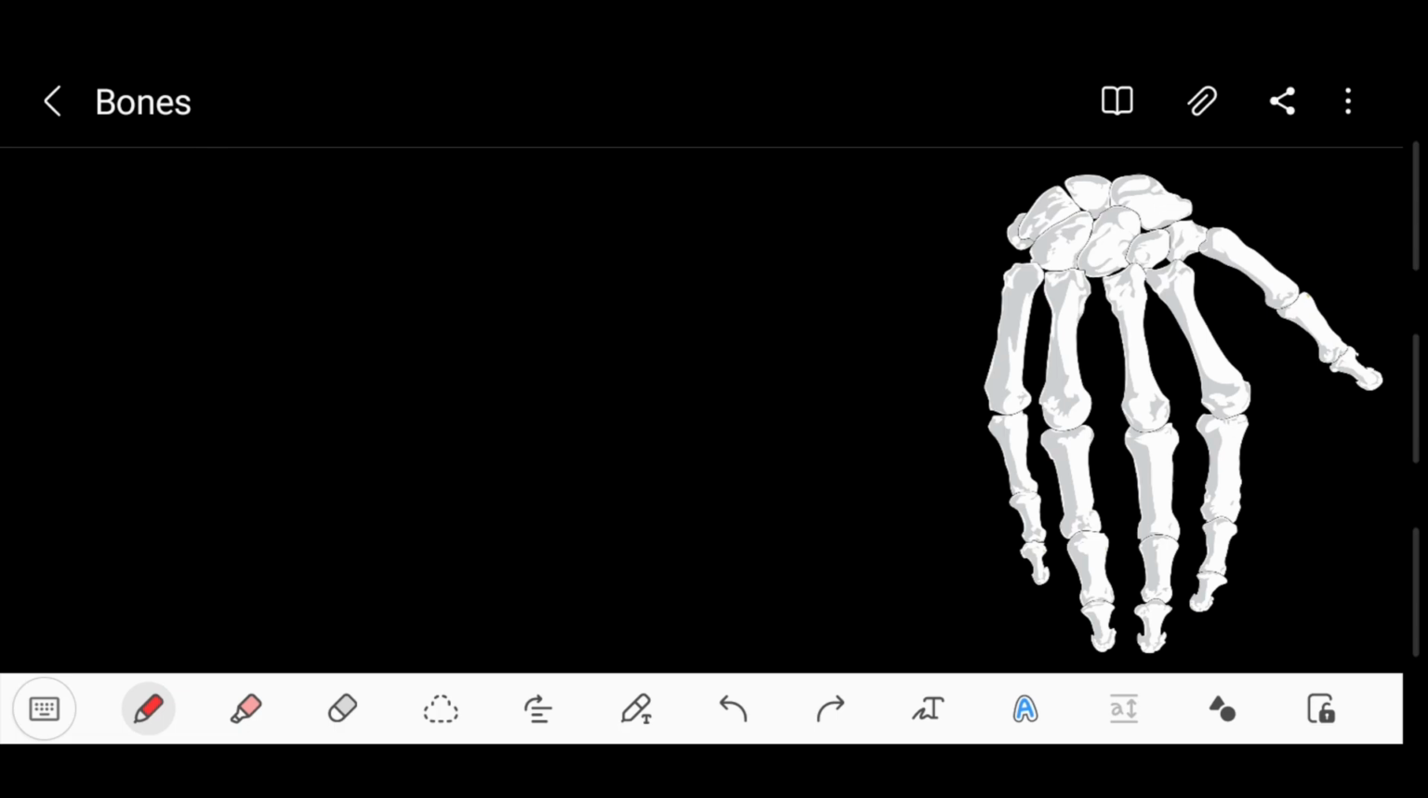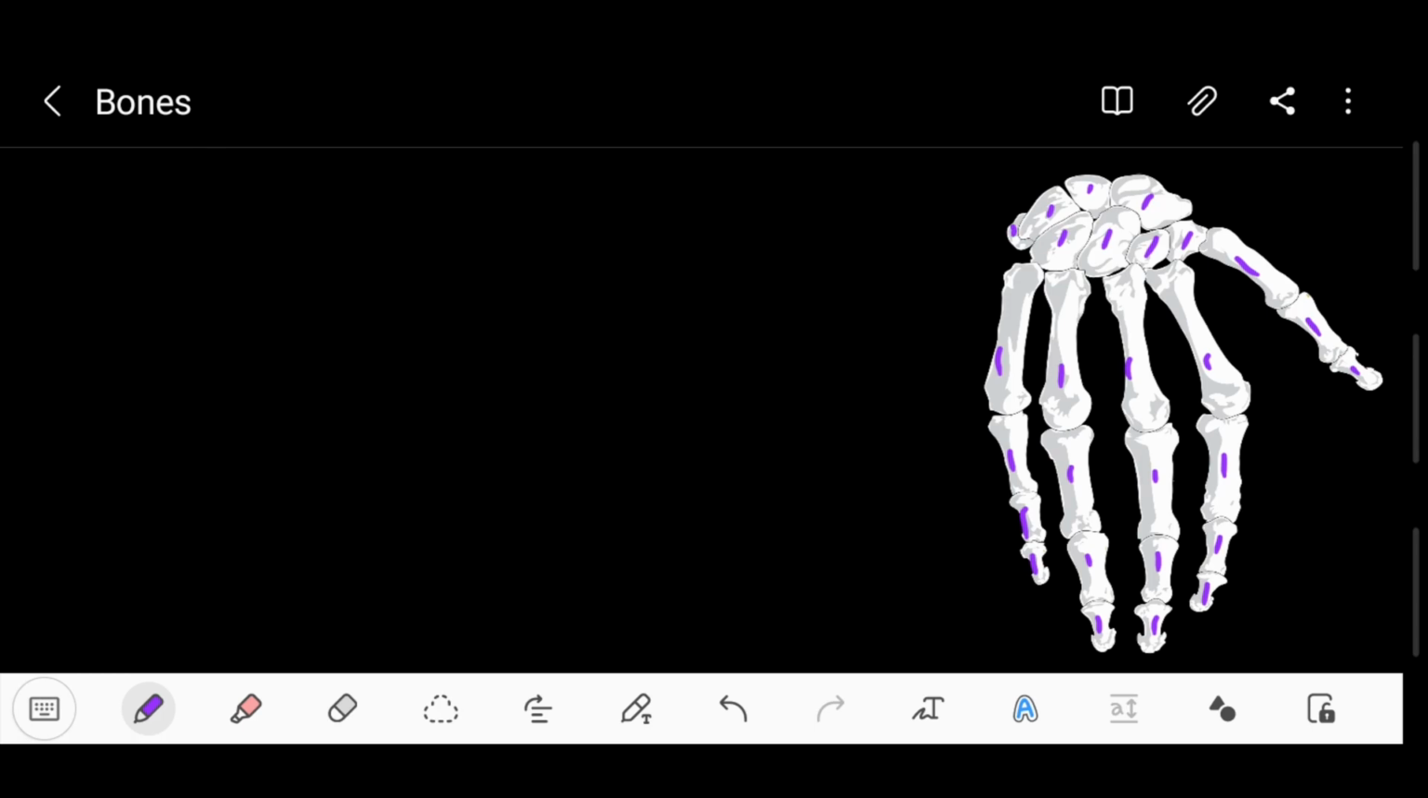Here's a little activity for you. Why don't you pause this video right now and count how many bones a hand is made up of? Done? Great. So let's get counting. 1, 2, 3, 4, 5, 6, 7, 8, 9, 10, 11, 12, 13, 14, 15, 16, 17, 18, 19, 20, 21, 22, 23, 24, 25, 26, 27.